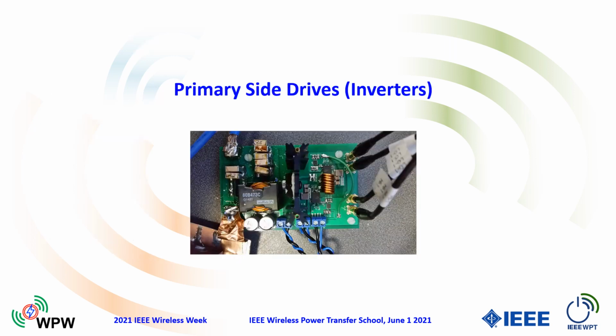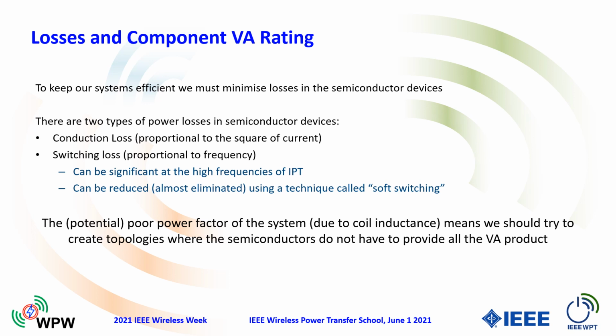So let's move on then. Let me talk briefly now about the primary side drive circuits that we use at megahertz. There are a couple of issues that we need to bear in mind when we're designing the power electronics here to drive the primary coil. The systems, of course, have got to be efficient, so we need to minimize the loss in the devices. We've got conduction loss and switching loss. We would like, of course, to minimize both of those.